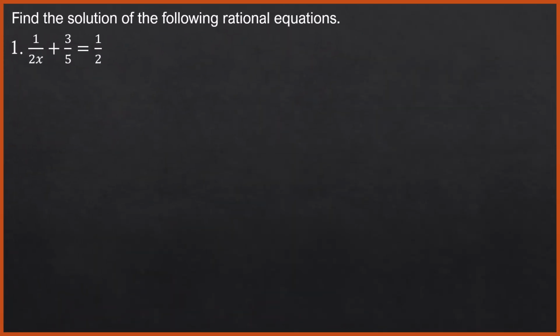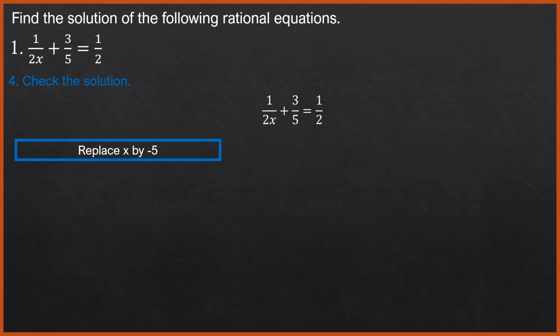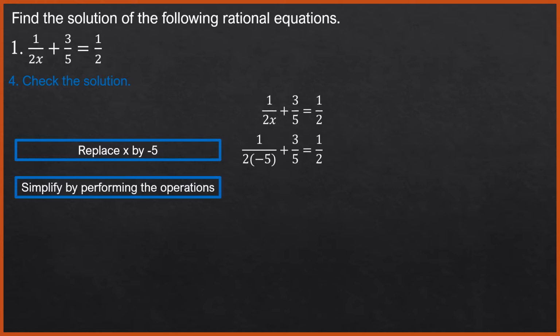For our fourth step, let us check the solution. So using the original equation, 1 over 2x plus 3 fifths is equal to 1 half. First, let us replace x by negative 5. Therefore, we have 1 over 2 times negative 5 plus 3 fifths equals 1 half. Then we simplify by performing the operations. So we have 1 over negative 10 plus 3 fifths equals 1 half.